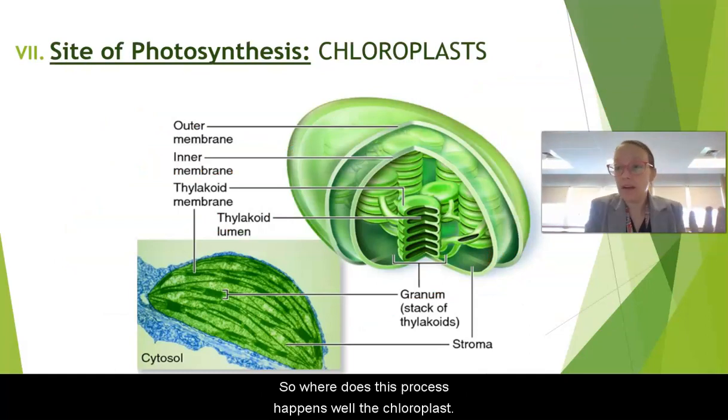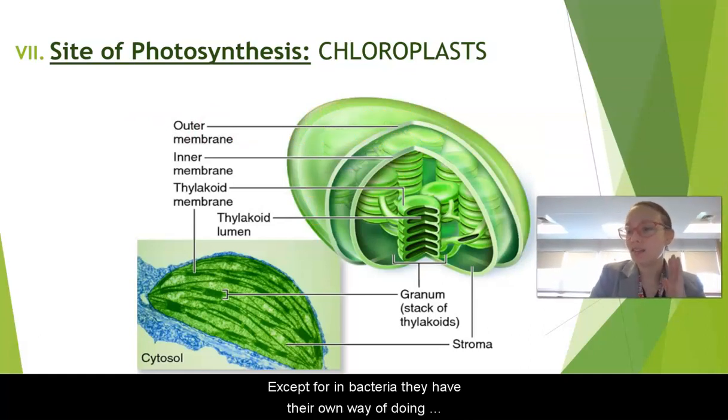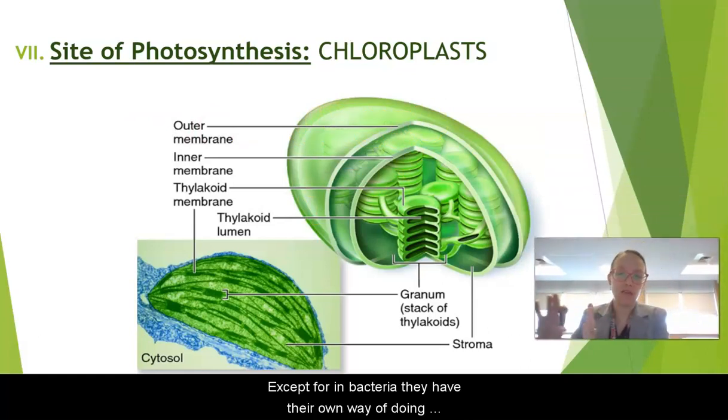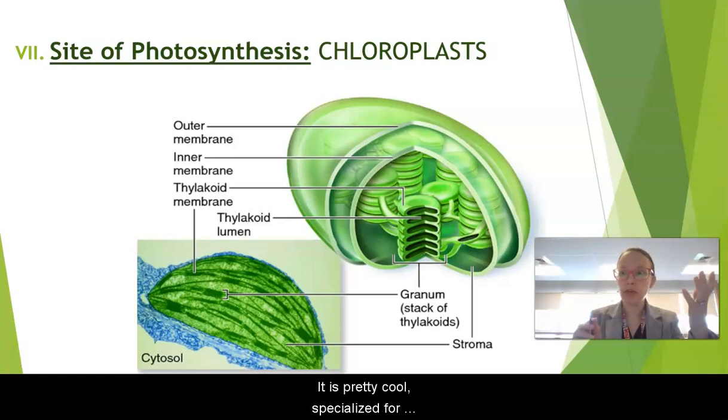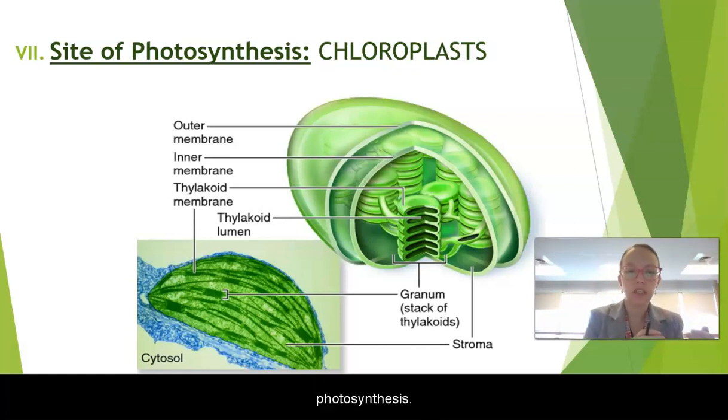So where does this exciting process happen? Well, the chloroplast. Except for in bacteria, they have their own way of doing this. But in eukaryotes, this occurs in the chloroplast. The chloroplast is pretty cool. It is specialized for photosynthesis. It has two membranes.